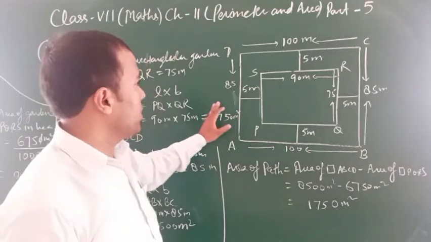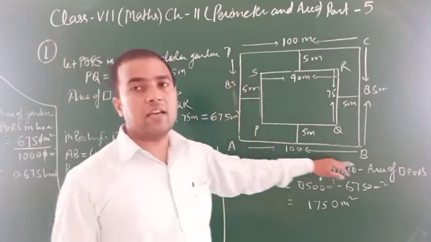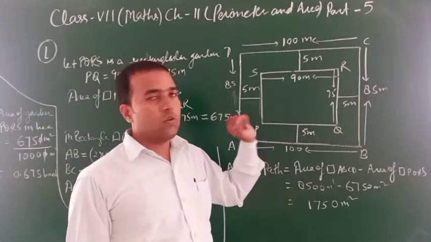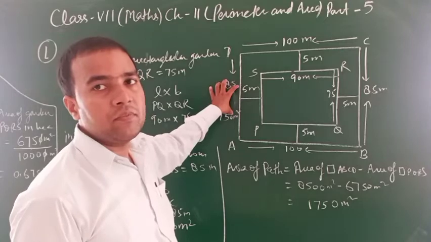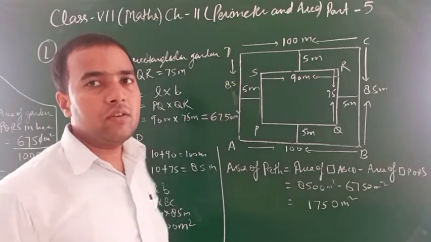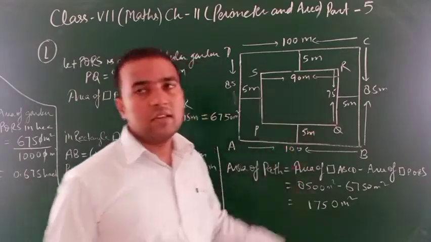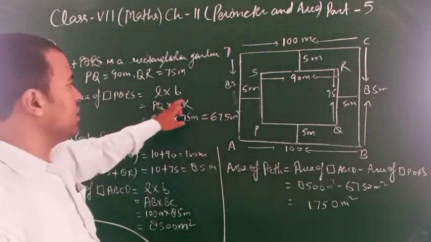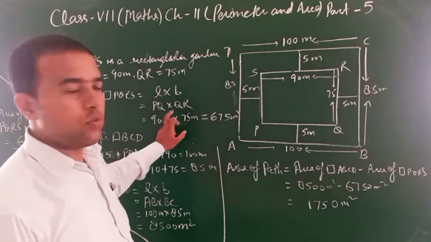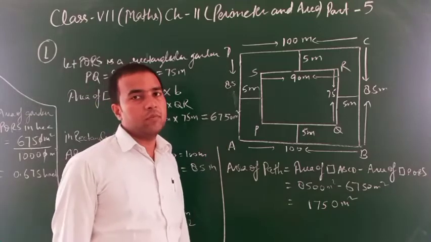Then we are getting one more rectangle ABCD. Then we will find this rectangle's length and breadth. So first of all we will find the PQRS area. Area of rectangle PQRS is L into B. PQ into QR is 90 into 75 equal to 6750 meters.